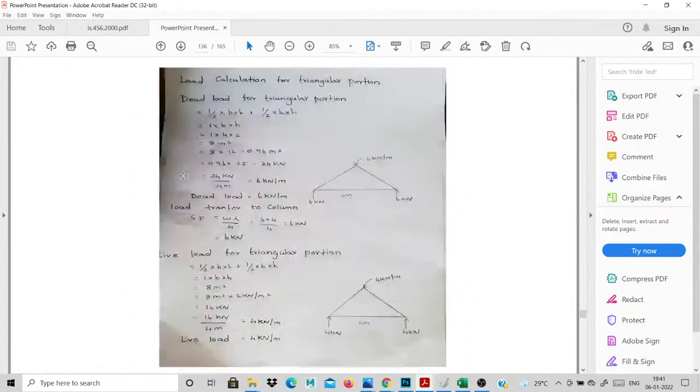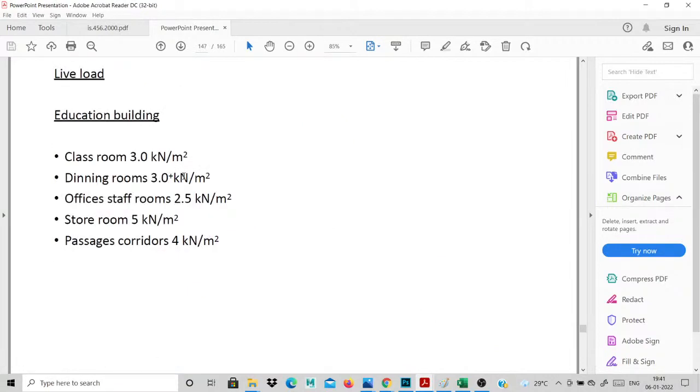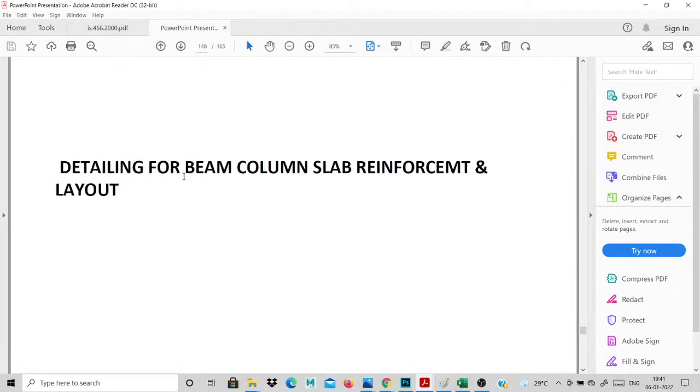These are the calculations I already discussed about the one way and two way. Finally, I will tell something about the detailing: how to prepare the sheets for beam layout, the step by step procedure. First, which plan will be created, and how to find the reinforcement detailing and all the things.